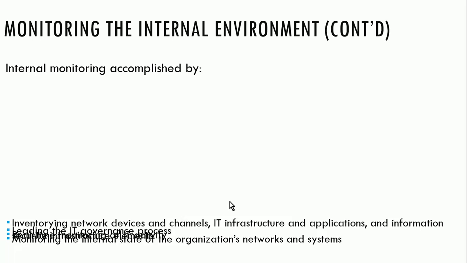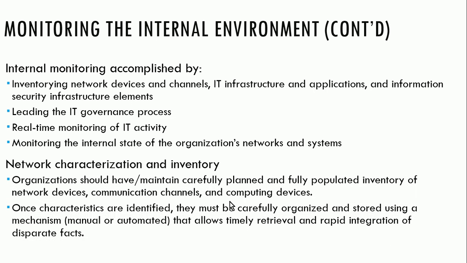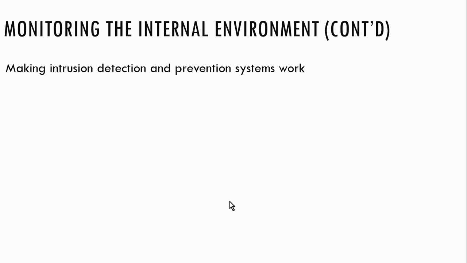So this is what's happening inside our environment. So we might be inventorying network devices and channels, IT infrastructure, applications, information security elements like firewalls, routers, and so forth and so on. Again, this is in conjunction with IT governance, which we talked about before, real-time monitoring of IT activity, monitoring the internal state of the organization's network and systems. So we should have some kind of inventory. We know what we have. We know what its vulnerabilities are. So we're doing some internal monitoring for that.